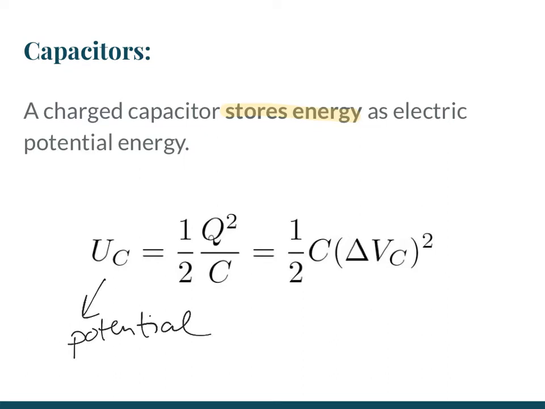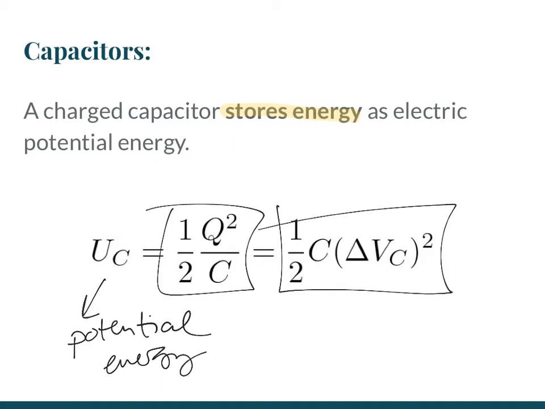And it's equal to both of these different things. These are equivalent. You can work that out if you want to. You don't have to. Q is charge, C is capacitance, delta V is the voltage across a capacitor.